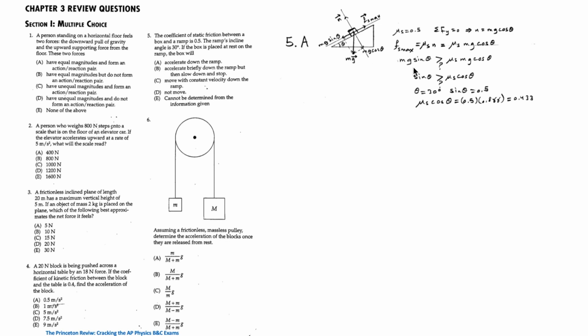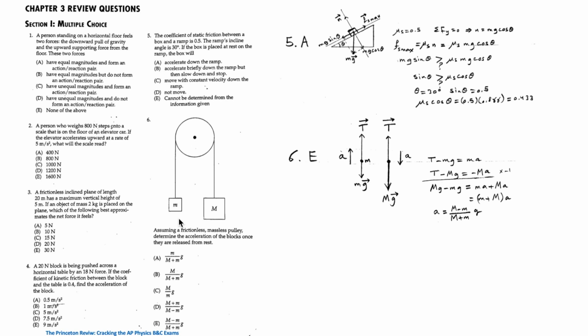So the question is if mg sine theta is greater than mu s mg cosine theta, which means if sine theta is greater than mu s cosine theta. Theta is equal to 30, so sine theta is half, and mu s cosine theta is less than half, which means the object will accelerate down the ramp, so the answer is A.